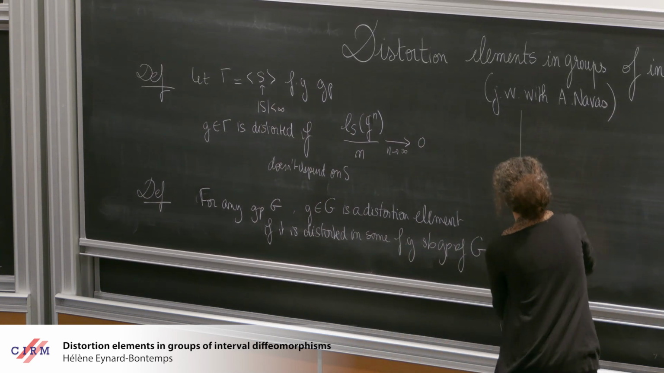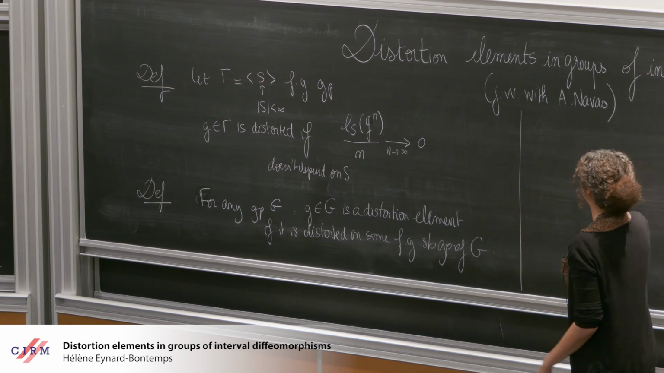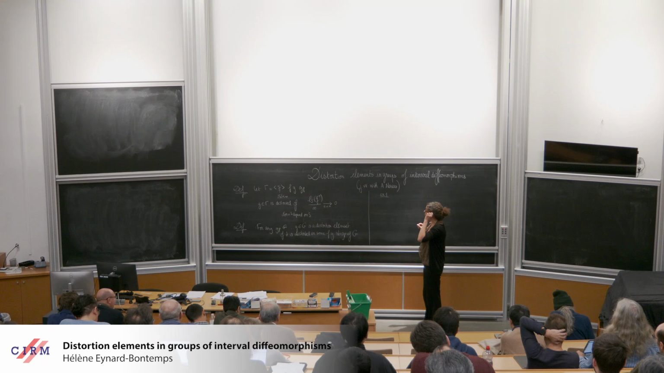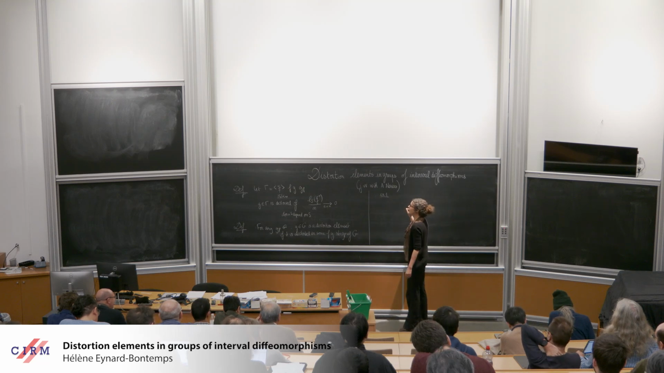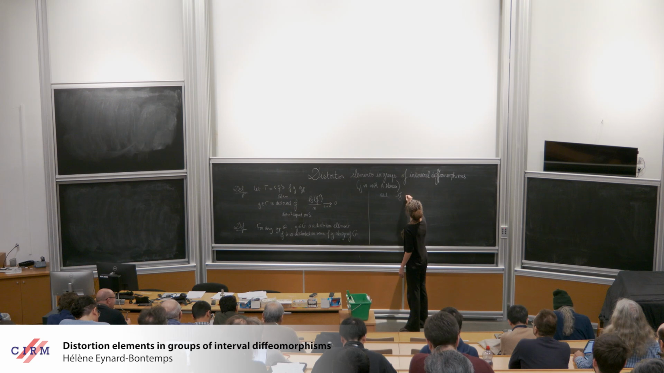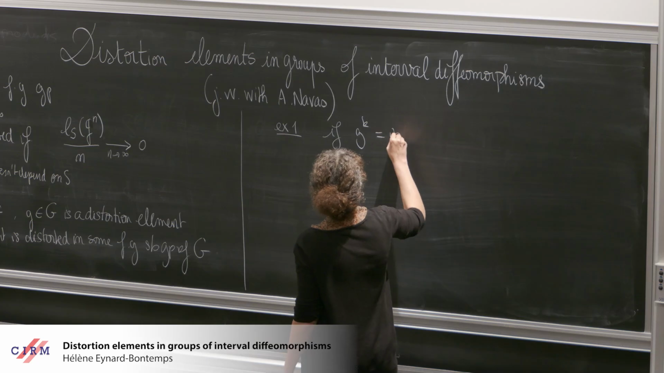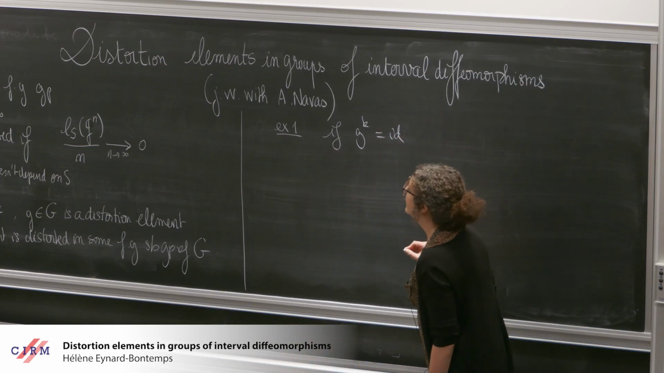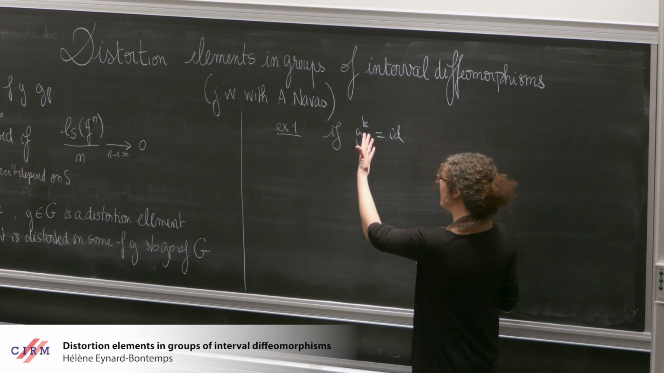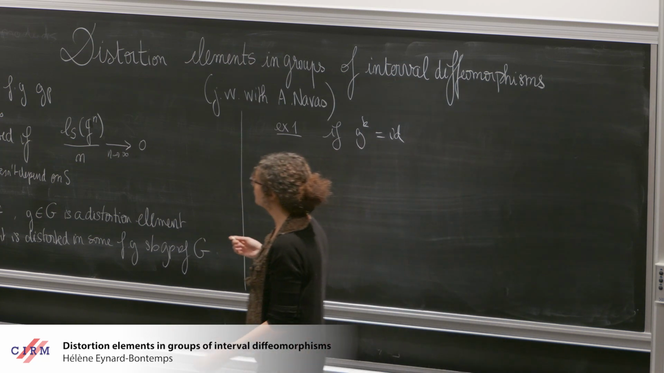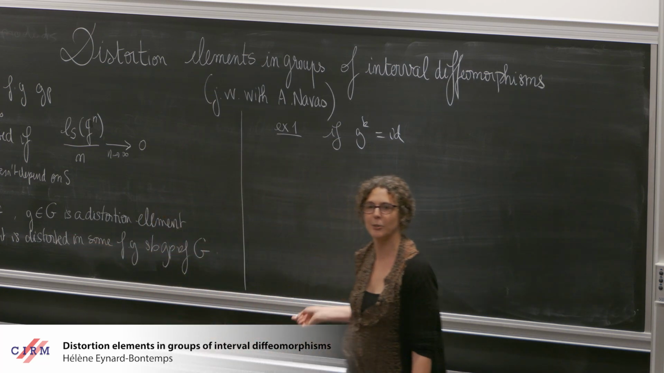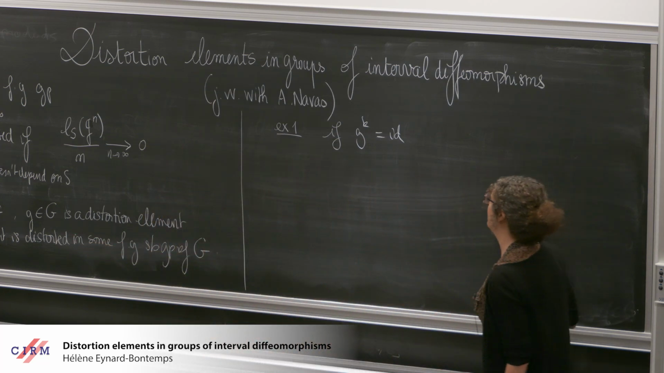And I'm going to give you two very simple examples. The first one, I'm not going to use it in this talk because this will never happen. These are torsion elements of a group. So if g to the k is equal to the identity, then in the subgroup generated by g itself, the word length of g to the n is bounded. So if you divide by n and you let n go to infinity, this goes to 0.